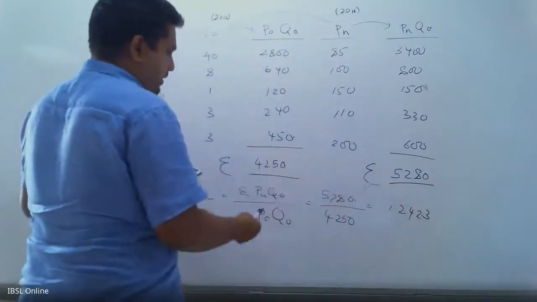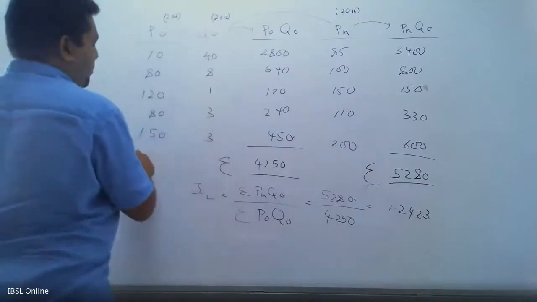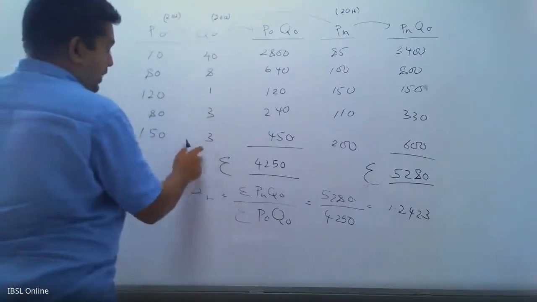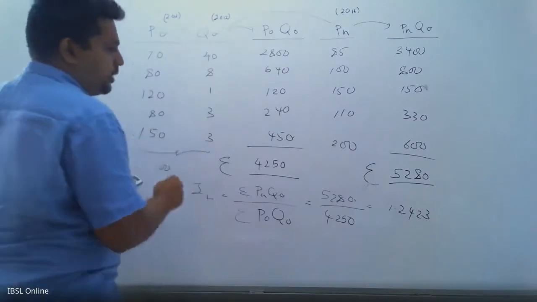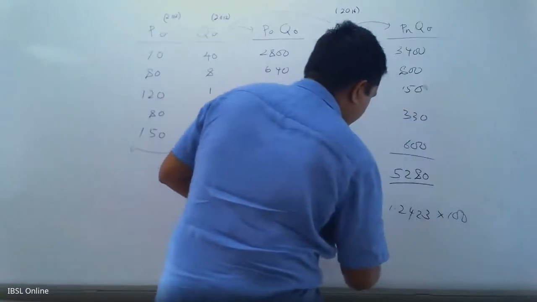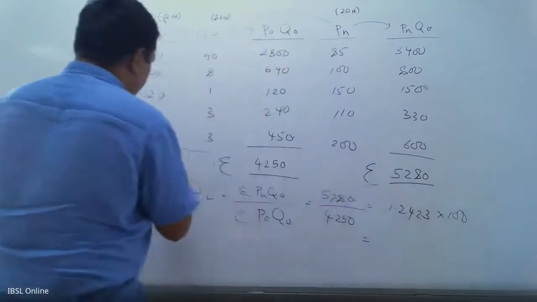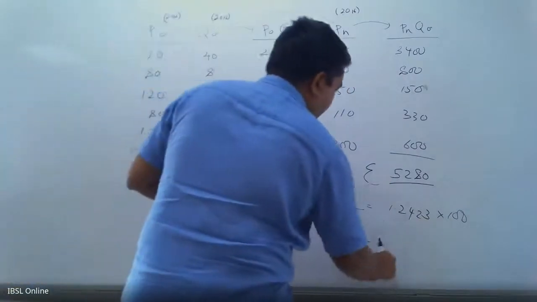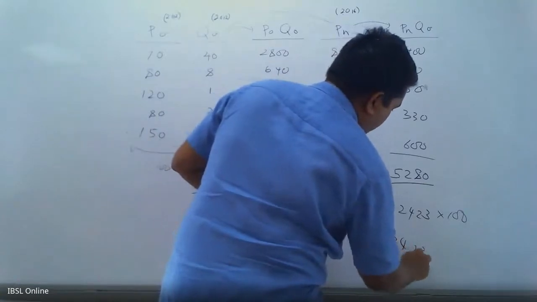For the comparison's sake, let's say I am going to take this P0 Q0 as the year 0. If this is going to be 100 for year 0, then I can multiply the same by 100, so that for 2016 also I am going to get a 100-equivalent value. This is 124.23.